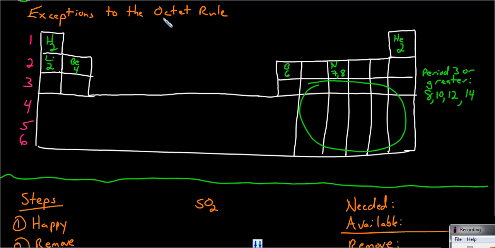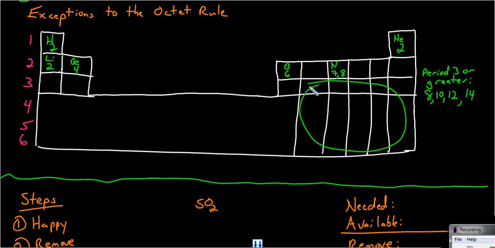8 is a good number, oct 8, but hydrogen is stable to have 2 valence electrons around it, helium 2, lithium 2. Now beryllium is stable to have 4, boron 6, nitrogen most often has 8, but if there are an odd number of electrons in an element, it can have 7.